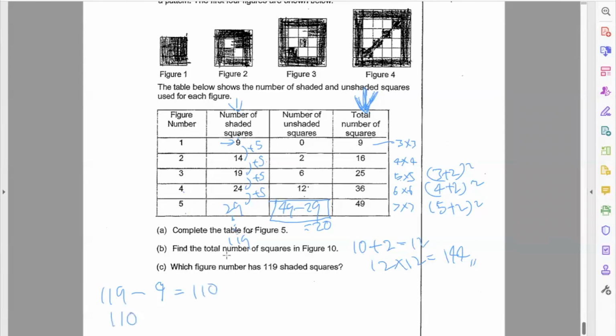How many 5s are there in 110? Divided by 5, you get 22. So we added 22 5s, or sometimes you can call it 22 intervals. 22 intervals plus the first figure number, you get the answer, the figure number with a value of 119. So this is the answer for part C.